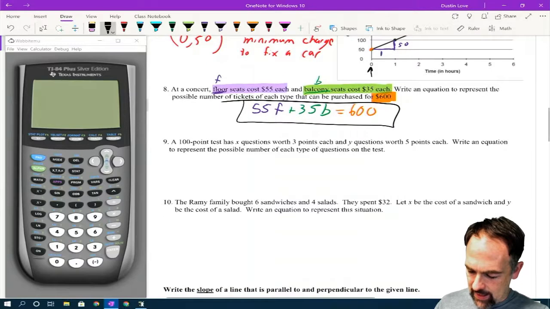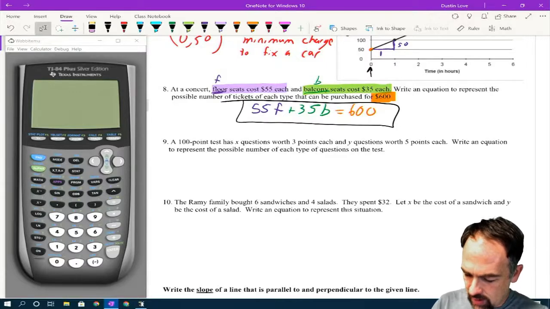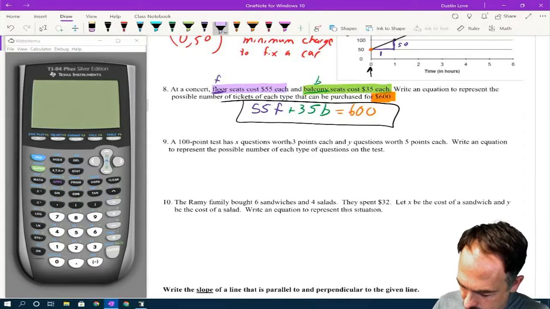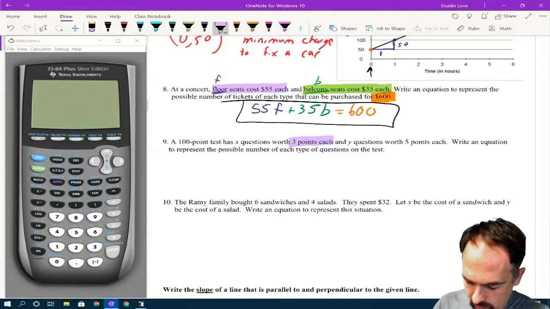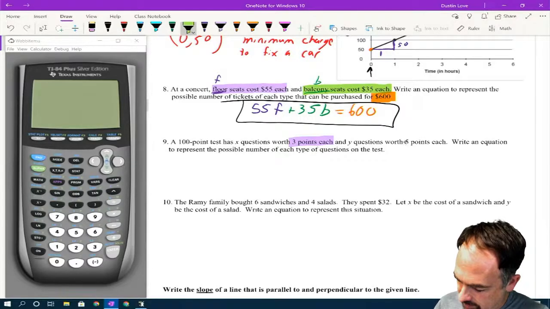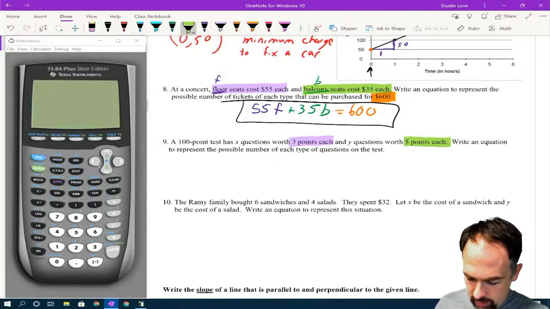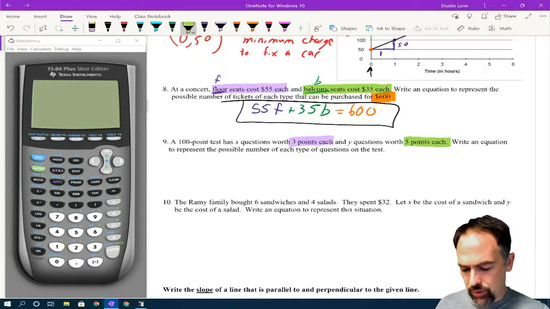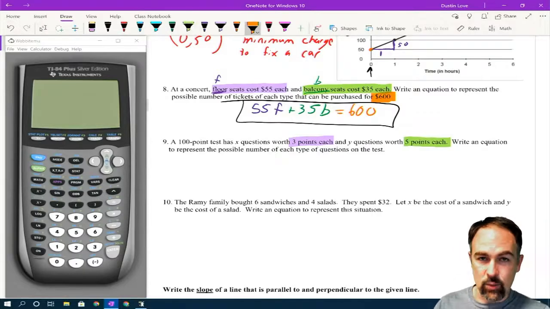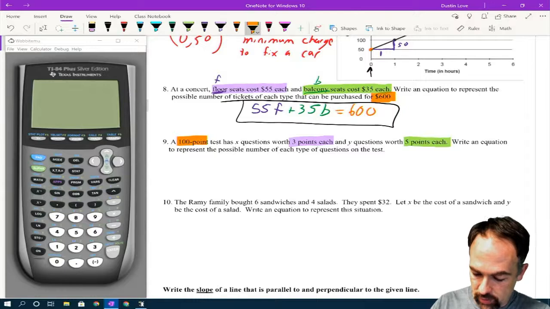Okay, number 9, a 100-point test has X questions worth 3 points each. Again, that looks like 3 points each is a rate there. And Y questions worth 5 points each. Write an equation to represent the total number of each type of question. Okay, so I've got 2 rates, but then I got to decide where's my total. And in this case, it's the total number of points on the test is 100.